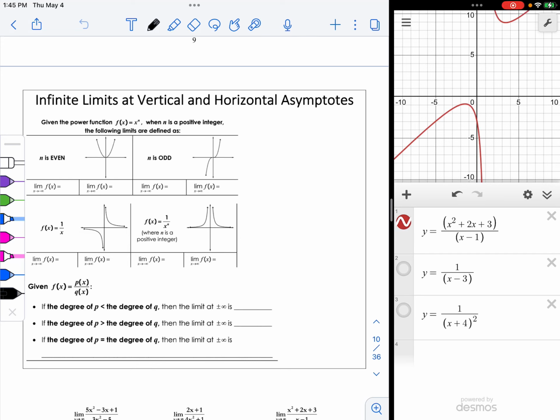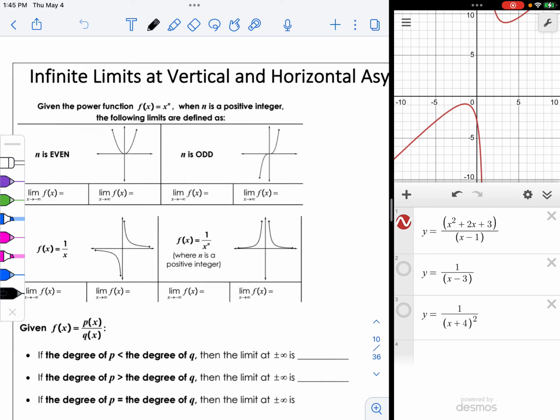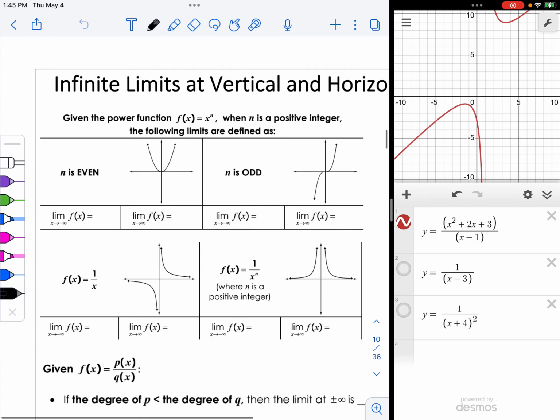Okay, so today we're going to look at infinite limits at vertical and horizontal asymptotes. So just a couple reminders from things that you might have learned in Algebra 2. We're going to look at functions where we're going to pay attention to the power that they have. And if we are looking at a power that is even, such as x squared or x to the fourth or x to the sixth, this example right here would be y equals potentially x squared.